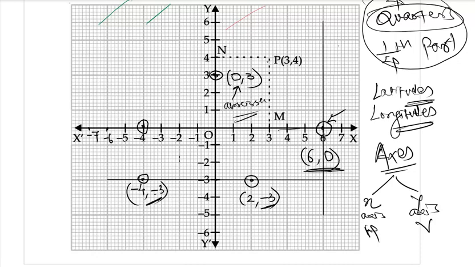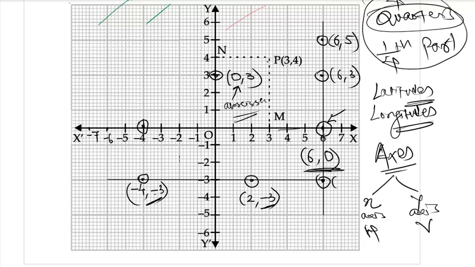Okay, let's take this point. Can you tell me the coordinates of this point? First, the x coordinate. Where does this point meet the x-axis? 6, right? So the x coordinate is 6. What is the y coordinate? Where does this point meet the y-axis? 5. Then this point. What is the x coordinate of this point? 6. What is the y coordinate? 3.